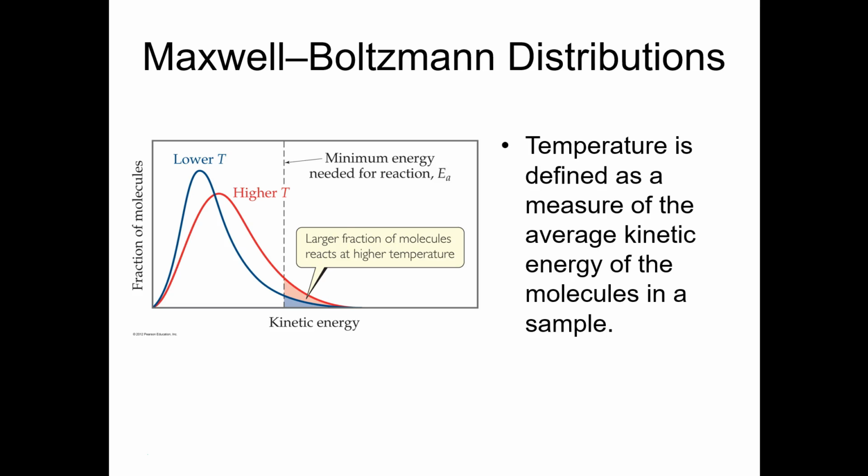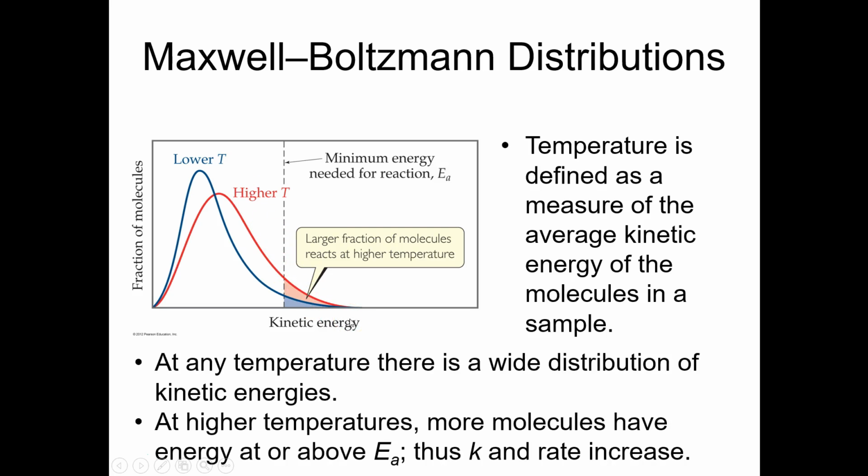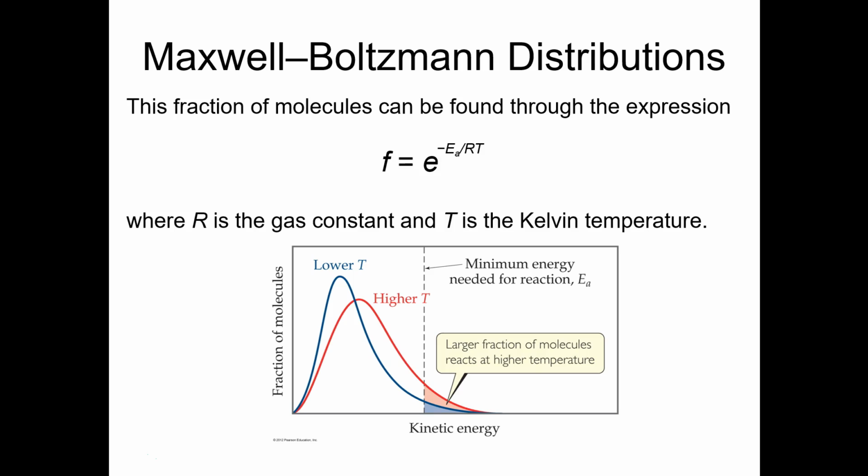The temperature is the average kinetic energy of the molecules in a sample, but you can see that that is distributed. They don't all have the same kinetic energy. There's a wide distribution, but at higher temperatures, a larger fraction of the sample has energy at or above the activation energy barrier, and therefore you're going to increase the rate of the reaction and necessarily increase the value of k.